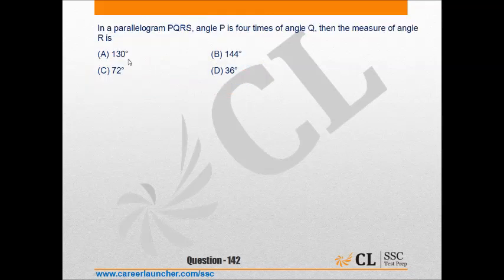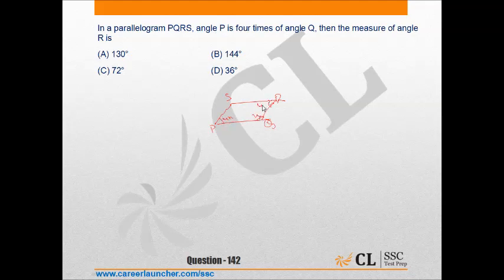In a parallelogram, we know that the sum of adjacent angles is 180 degrees. This is PQRS, a parallelogram. Angle P is 4 times of Q. So if this is X, this has to be 4X, and if this is X, this has to be 4X.